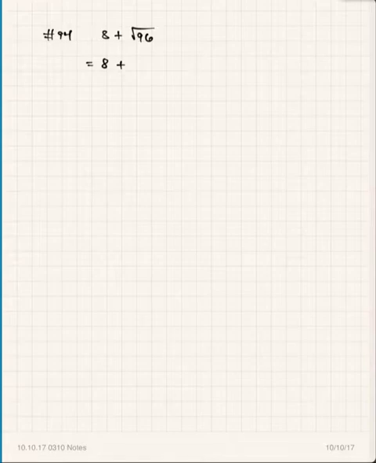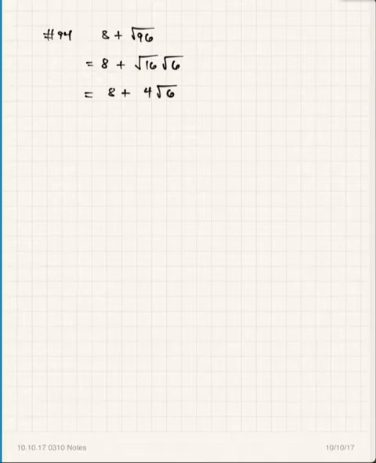There's several of them in this case. The biggest one is 16. It's the square root of 16 times the square root of 6. 16 times 6 is 96. And then 8 plus, and then the square root of 16 is 4. And this is 4 times the square root of 6.